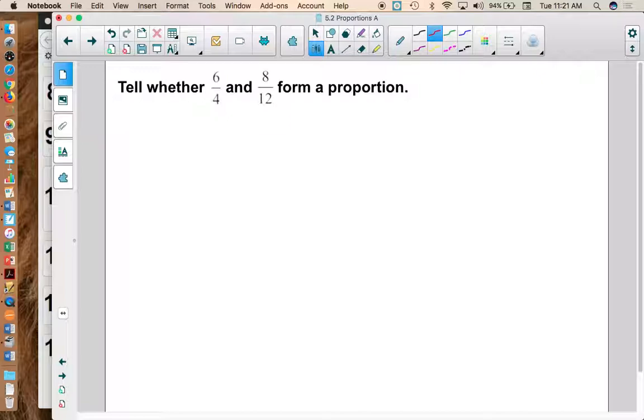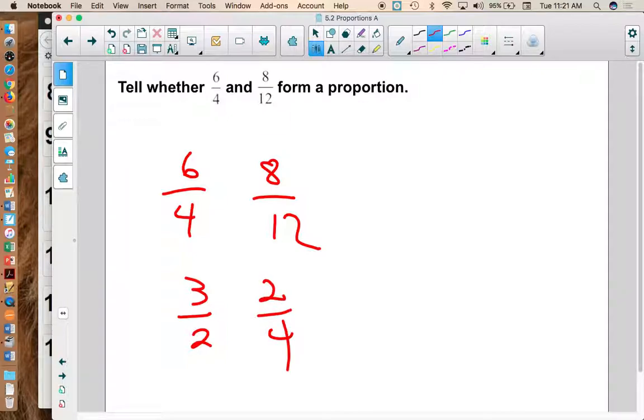I've got some that aren't sure. Let's find out. I've got 6/4, 8/12. If you simplified those, you end up with 3/2 and 2/4. Are those the same thing? No. They are not proportional. I hate writing that word. Not proportional. Okay?